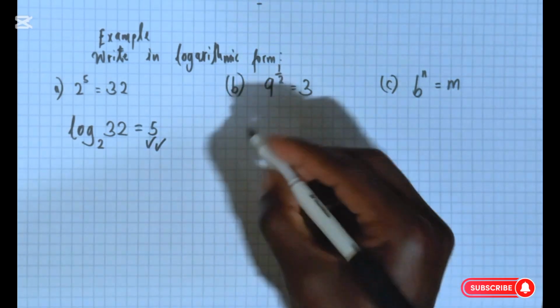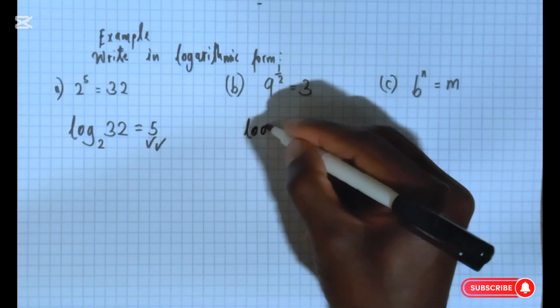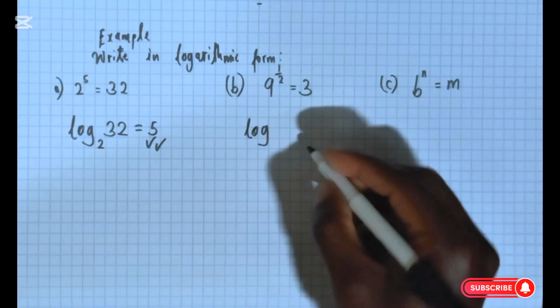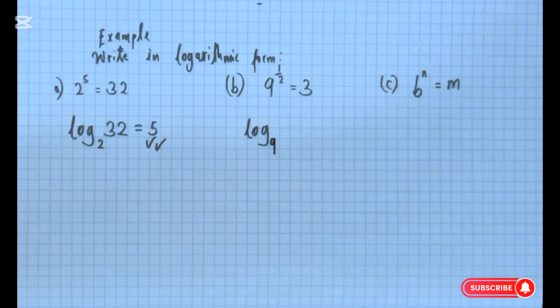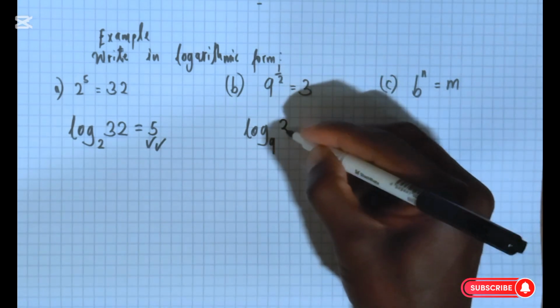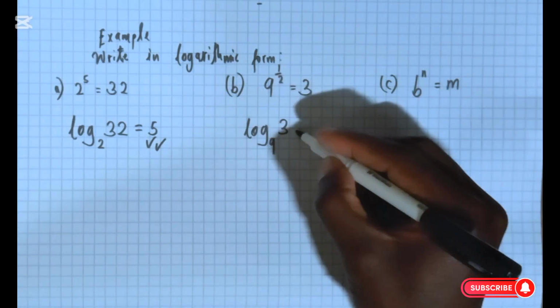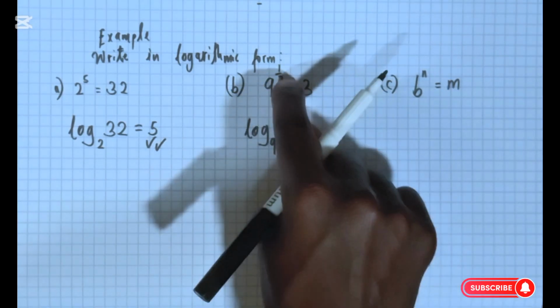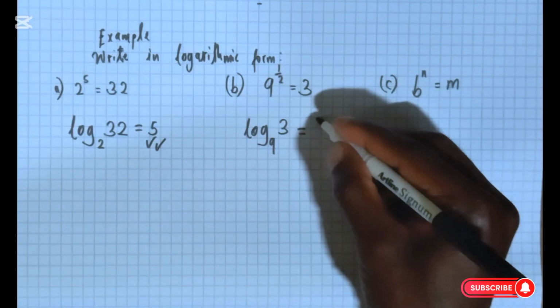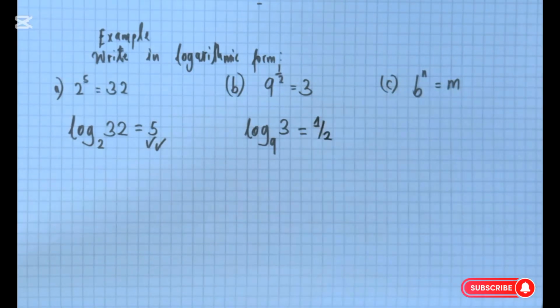Now for B, we'll ask ourselves the same question. What would be the index if our base is 9 and we want to get 3? What is our index? What is our power? You can already see that would be a half.